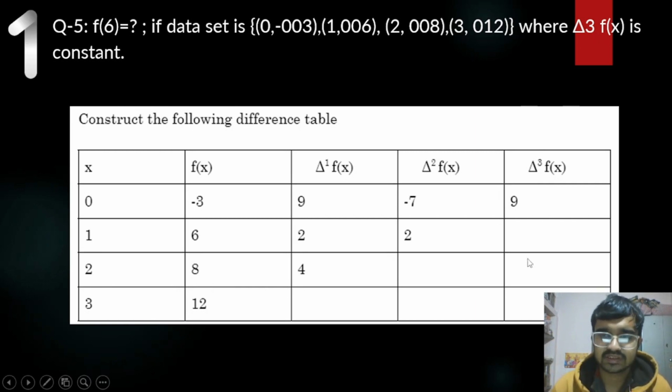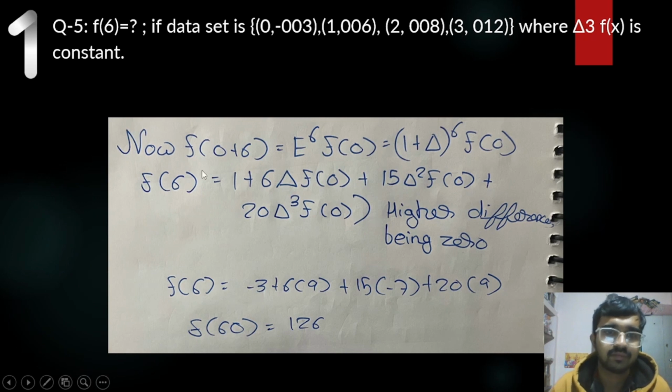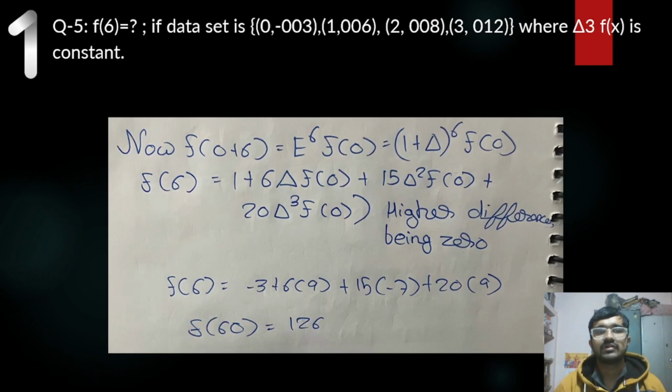We can easily put the values in the formula like this, and we can find the value of f6, and it is found to be 126. In this way we can easily solve our first internal test, and here we have finished our first internal test. This is the easy solution.